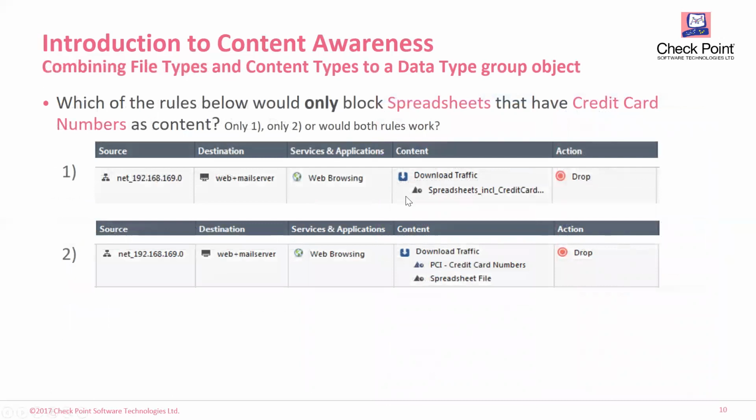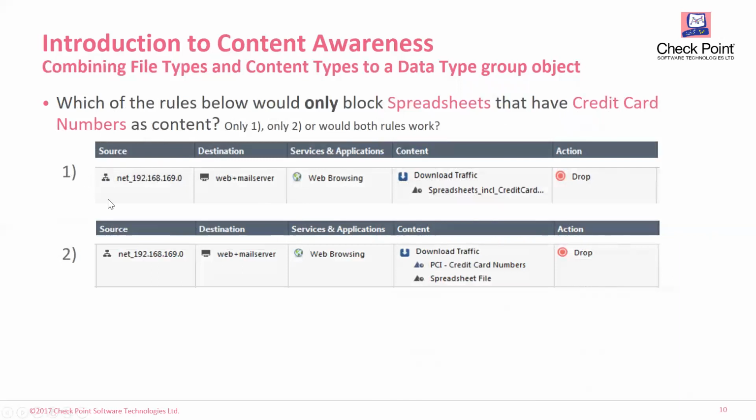So in this rule, now that we've talked a little bit about data types and how they work, the question here is, looking at rule number 1, where the source, destination, services and applications, those 3 parts are the same, but within the content piece, it says downloading traffic and the spreadsheets including credit card numbers, which we saw earlier, the specific data type. We know that within there, it's an AND for the spreadsheets, including credit card data. But if we wrote it differently, if we wrote the content type as download traffic, and then used 2 objects instead of the one, the PCI credit card numbers and spreadsheet file, and we're dropping. So the question is, which of these rules would drop the spreadsheets with credit card data?